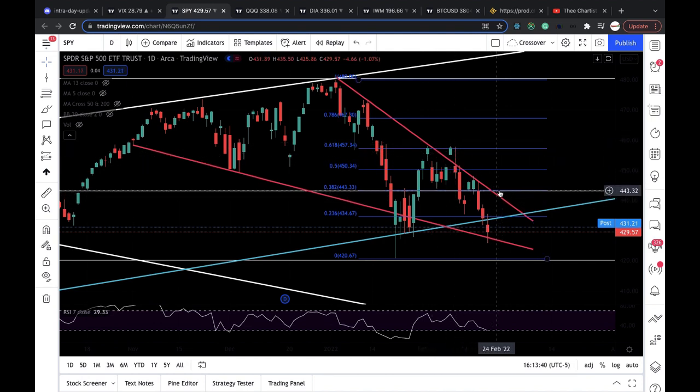So above 443.3 to be exact would be a breakout of this falling wedge, okay? But the first thing I would want to see is this resistance zone, 434 to 435, be cleared, okay? So that is how I would be bullish.